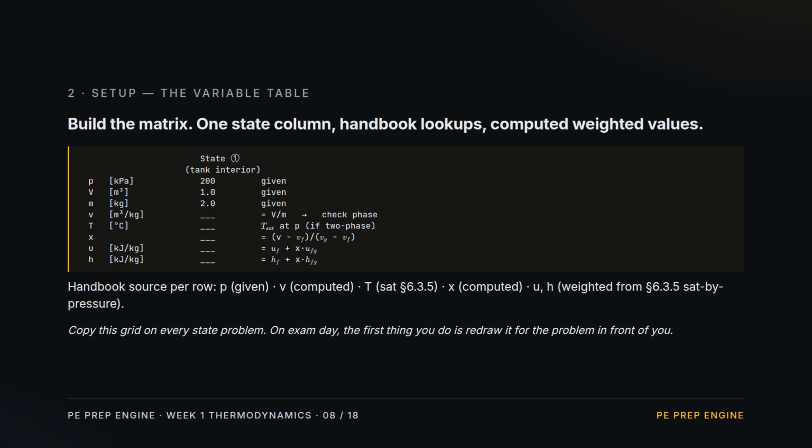Build the variable table. 1 state column, single state problem. Pressure, volume, and mass are given. Specific volume comes from division. Temperature, quality, u, and h come from lookups and weighted formulas. Fill the given row, compute v, then phase check against vf and vg. That check tells you whether to weight by quality or go to a different table.